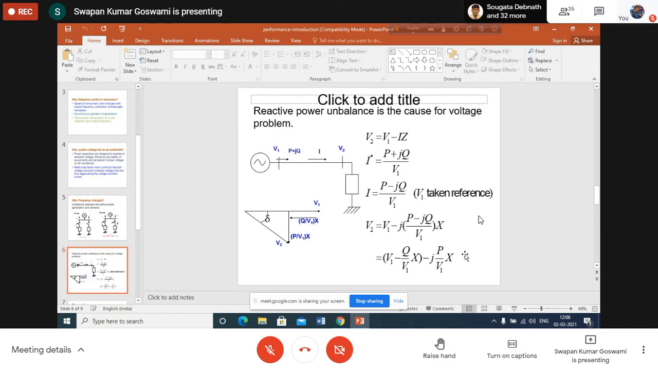Tell me, why is the voltage variation happening? Because of mostly the reactive power variation, not because of the active power variation.